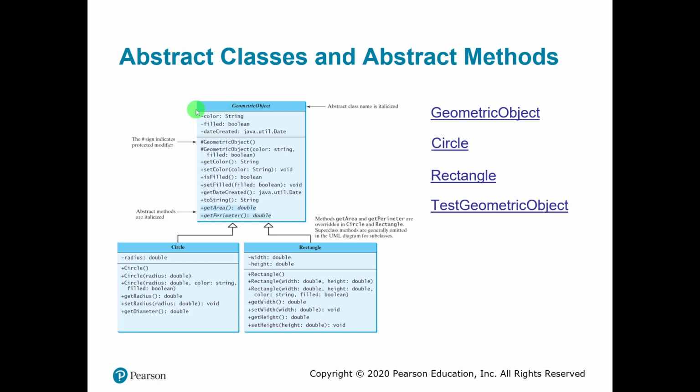Everything else is pretty much the same. If we have an abstract method like getArea, which we talked about in the previous video, we italicize those too. So those are some differences in the UML diagram. Italicize the name of an abstract class, italicize the name of abstract methods.